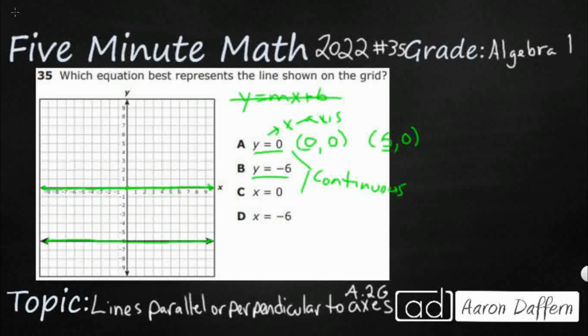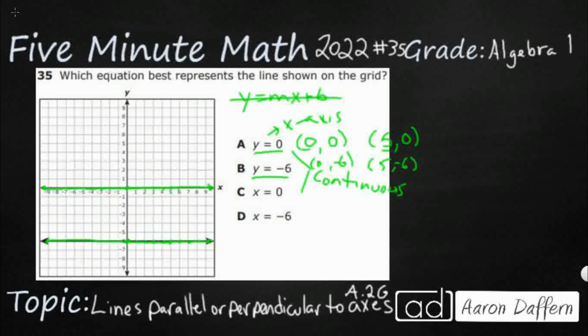I'll do the same thing. Let's just start putting some points in there. My x, we'll just do 0 and 5 again. X of 0, y of -6. X of 5, y of -6. And then I could make my x of 1, or my x of 2, my x of 3. So yeah, that's looking pretty good.